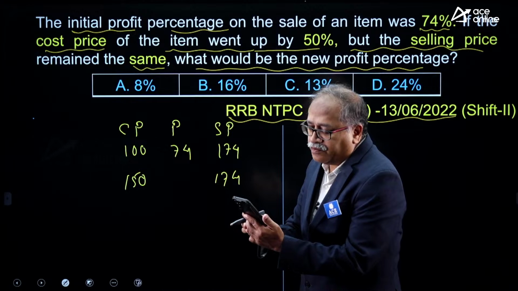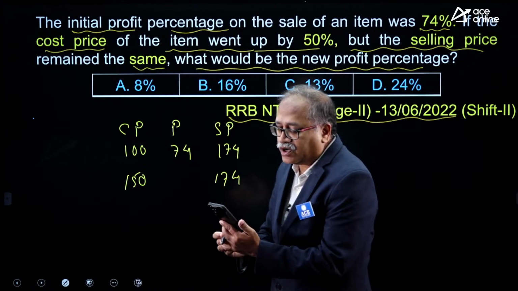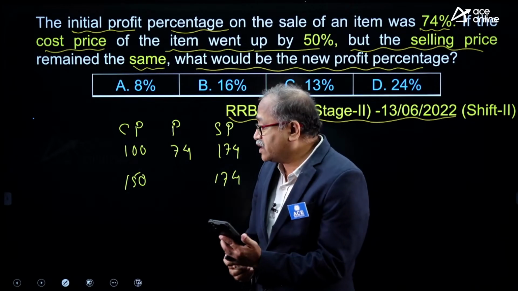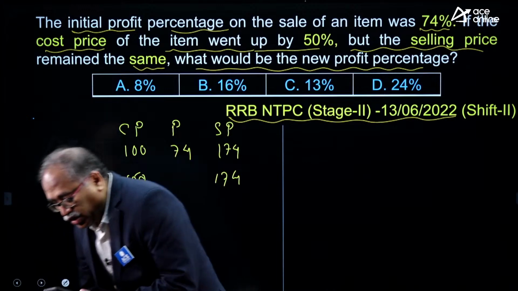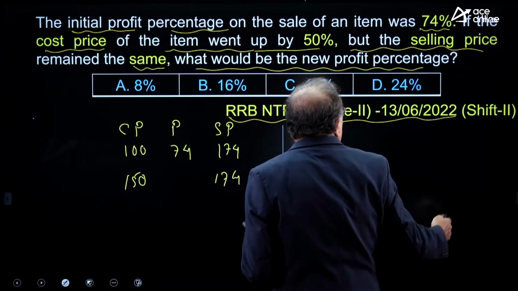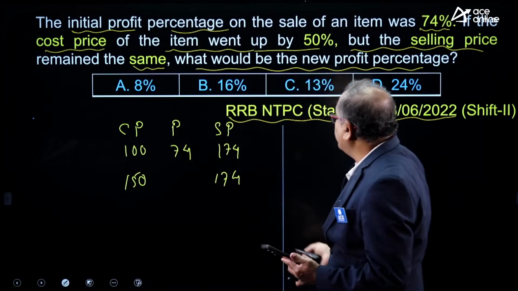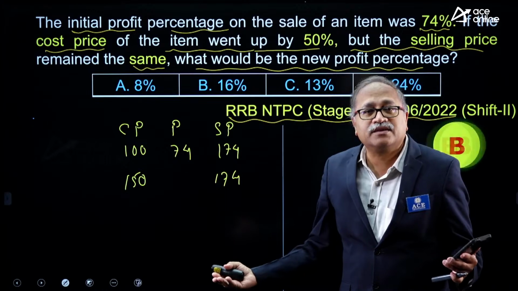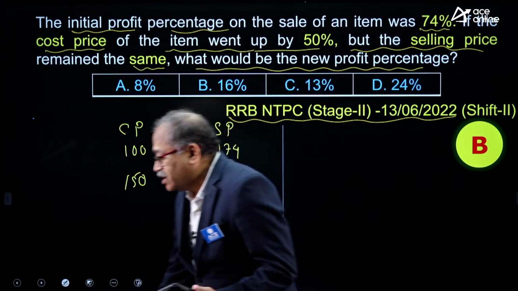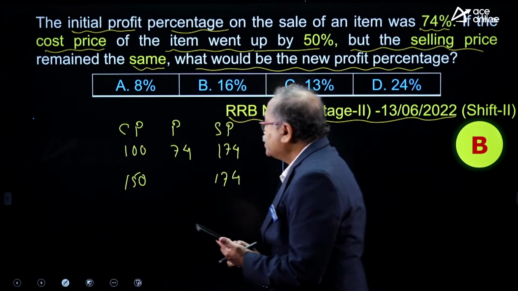Oh, very good. Mr. Deepak Das, you have joined. I am very happy. Let me check whether Deepak Das is correct or not. And Deepak Das said option B, that is 16%. Yeah, that's right. Well done, Mr. Deepak. Good speed.